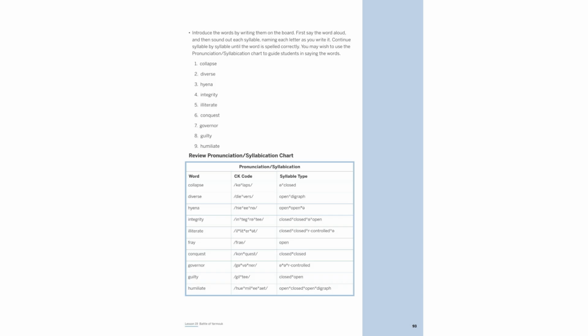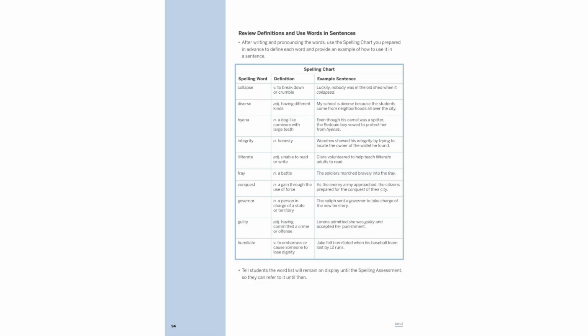Let's explore the Battle of Yarmouk through key vocabulary. Collapse signifies a breakdown, while diverse highlights variety. Hyena refers to a carnivorous animal. Integrity means honesty, and illiterate describes the inability to read. Conquest involves gaining through force. A governor leads a territory. Guilty indicates wrongdoing, and humiliate means to embarrass.